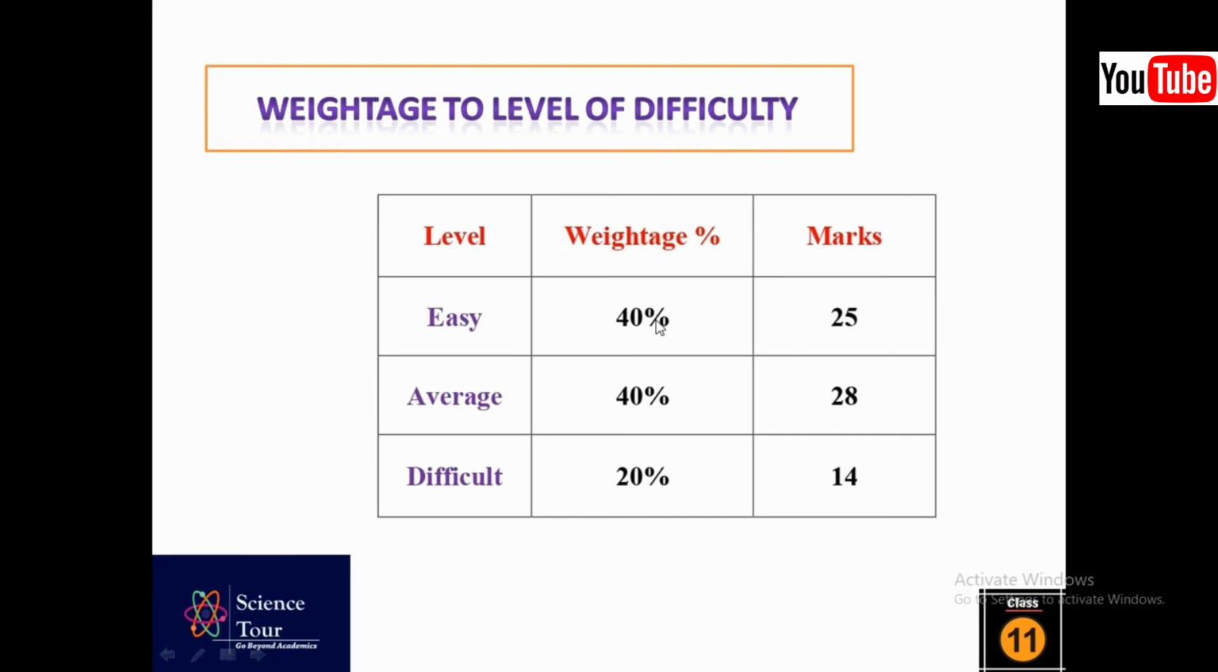Then the allotted marks: 40% means around 25 marks, and for average, that is 40%, it comes around 28 marks, and plus or minus 2 is allowed. Then plus or minus 1 is allowed. The difficulty level is only 20% weightage. That means the majority of the questions are of either easy or average type. So the difficulty level is only 14 marks. All these marks and weightage percentages may vary by plus or minus 1 for students. So this is about that.